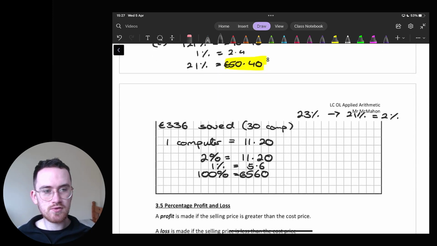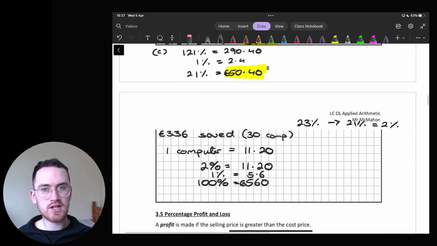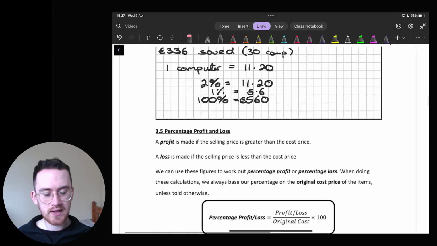And we're getting that from the fact that they said they saved money. So they saved 336. They had 30 computers. Okay, one computer costs this much. If they've saved money, they've saved only 2% because the VAT has gone down by that amount. And working that out, then letting that be our 2% gives us then the idea of what the total amount of the computer could be.